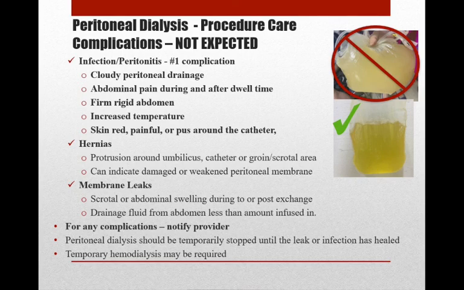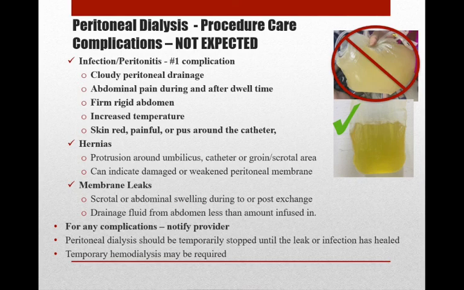Hernias. This is where we're using a thin membrane to filter. Over time, you can get rips or tears in that membrane. You can get protrusion around that membrane. So damaged or weakened membranes causing hernias or leaks. The biggest sign of hernias or leaks is we put in a certain amount of dialysis and it doesn't all come out. If it doesn't all come out, then something is missing in there. That dialysate has leaked through to something else, or you have a hernia.